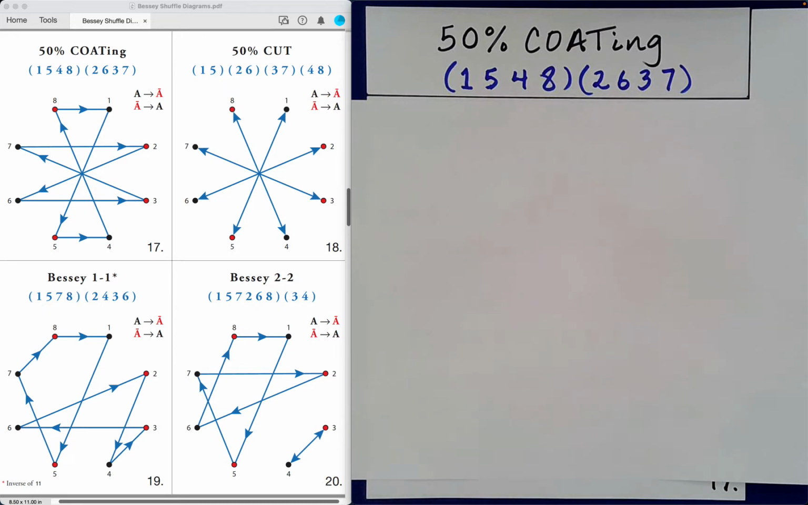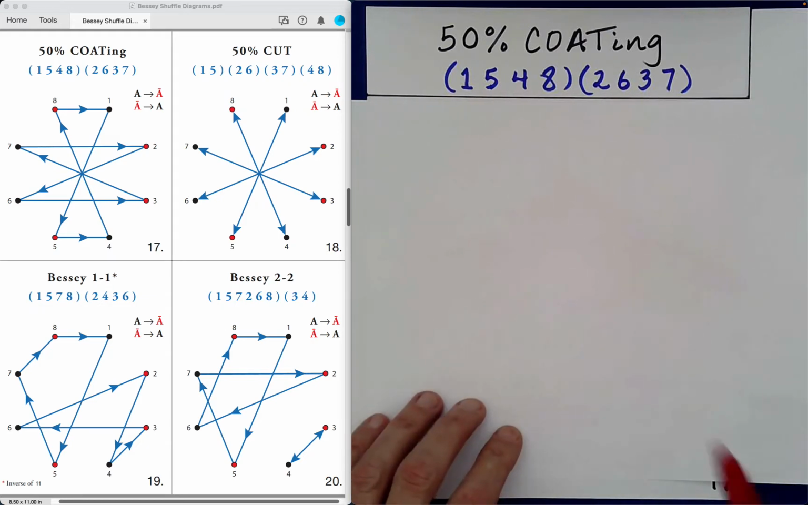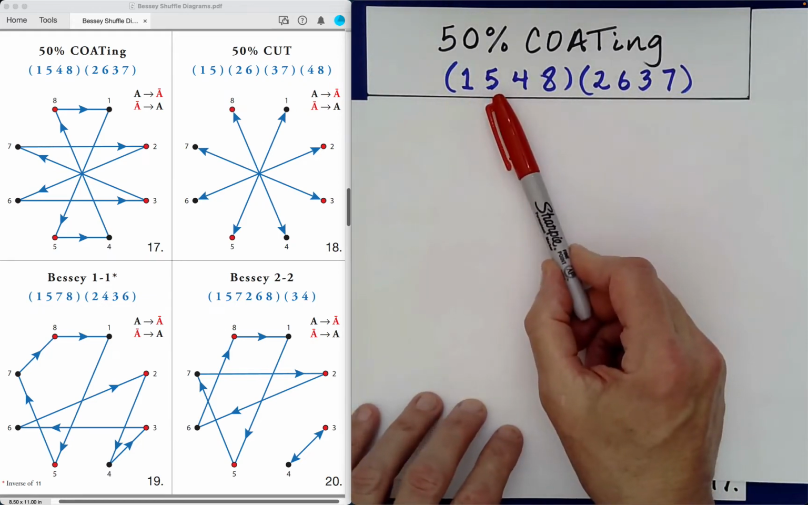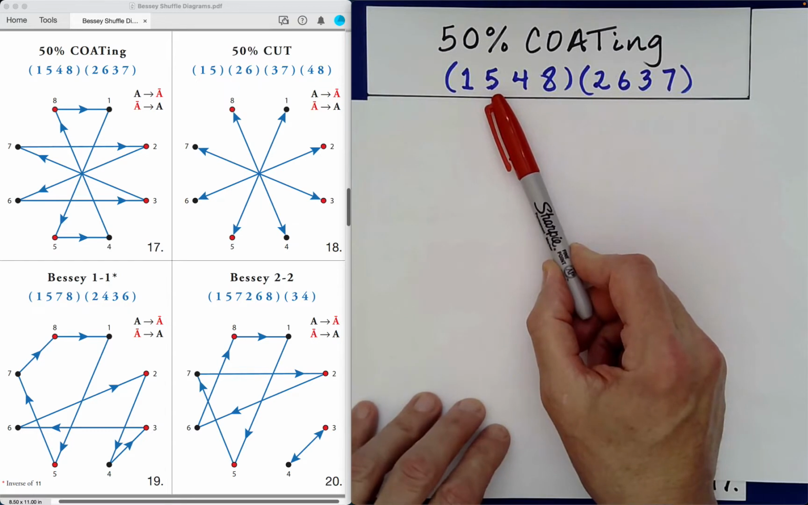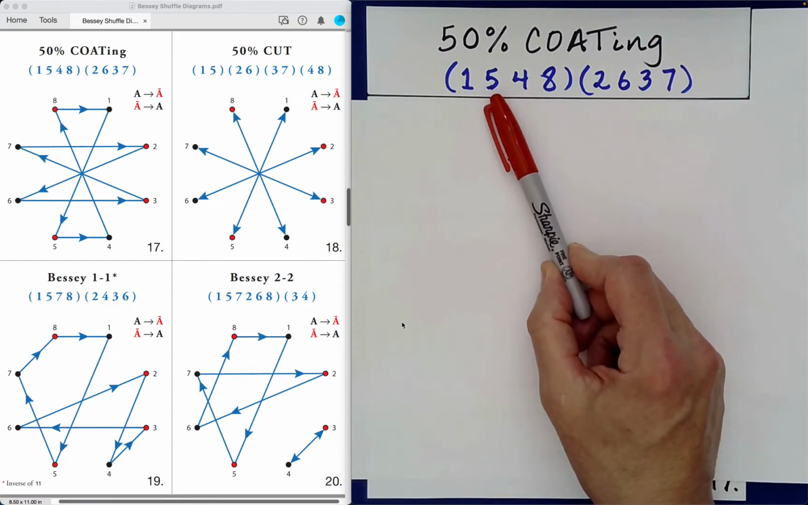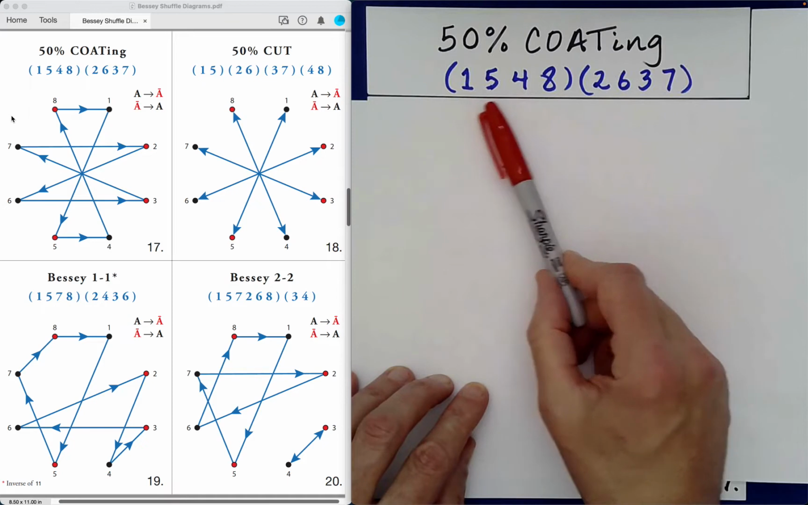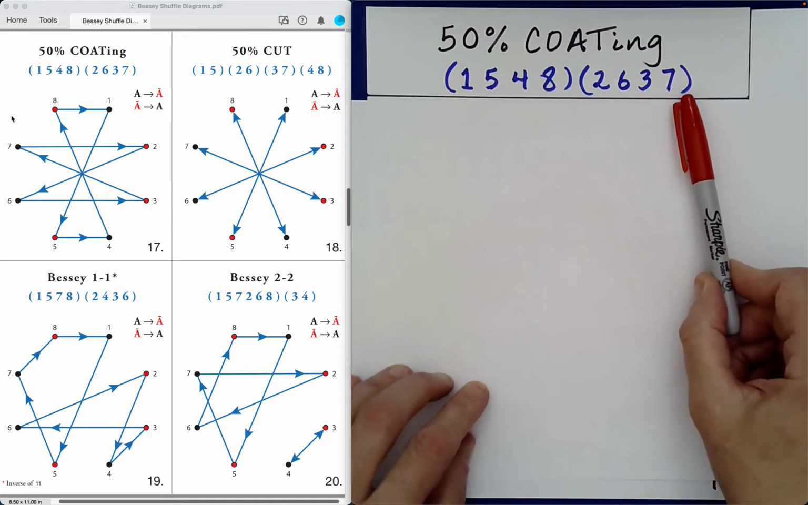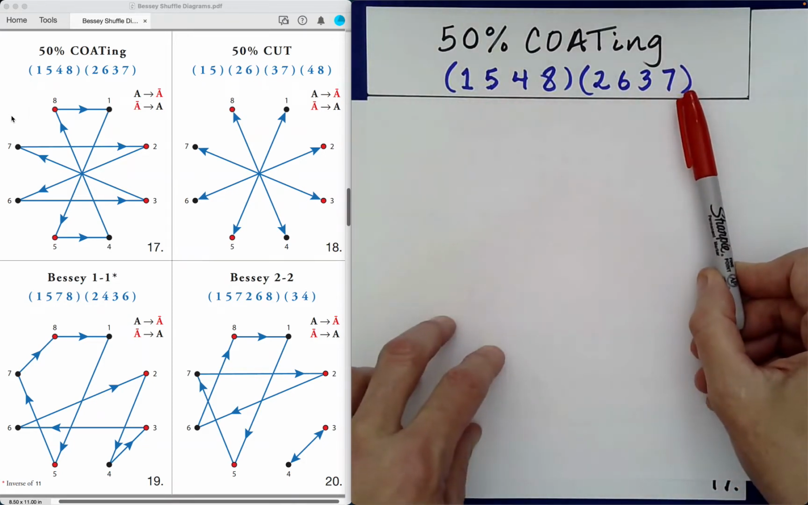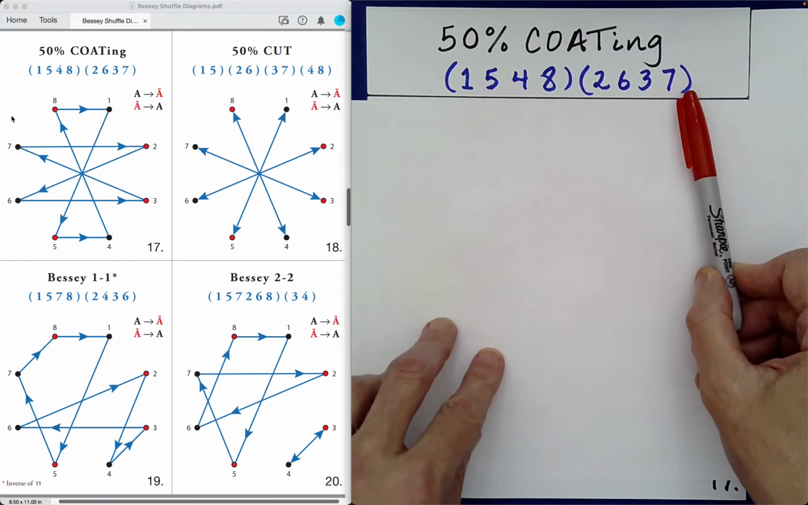Picking up where we left off in the 4th video in this series devoted to Bessey Shuffle diagrams, we're going to look at the 17th shuffle as listed on the top left side of the screen. It's called a 50% coding, and here is the cycle permutation representation of that shuffle. So let's go ahead and illustrate a 50% coding.